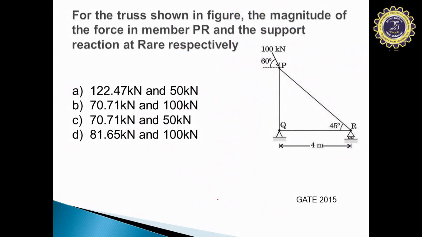Second one. So for the truss shown in figure, the magnitude of the force in member PR, where is PR? PR is the hypotenuse side of this particular triangle, and the support reaction at R are respectively. We need to find the support reaction at R.